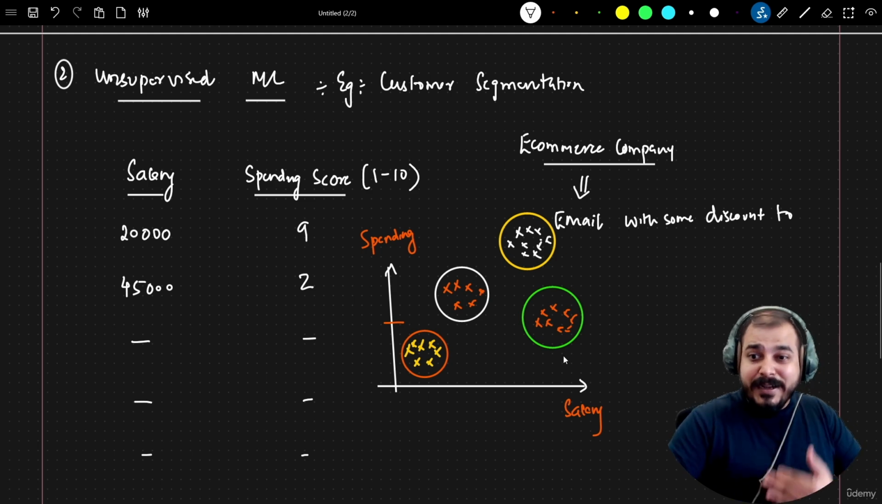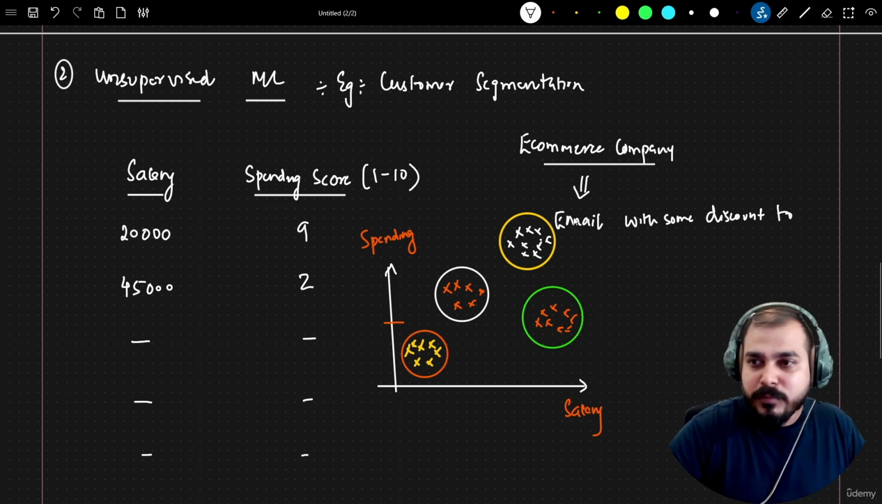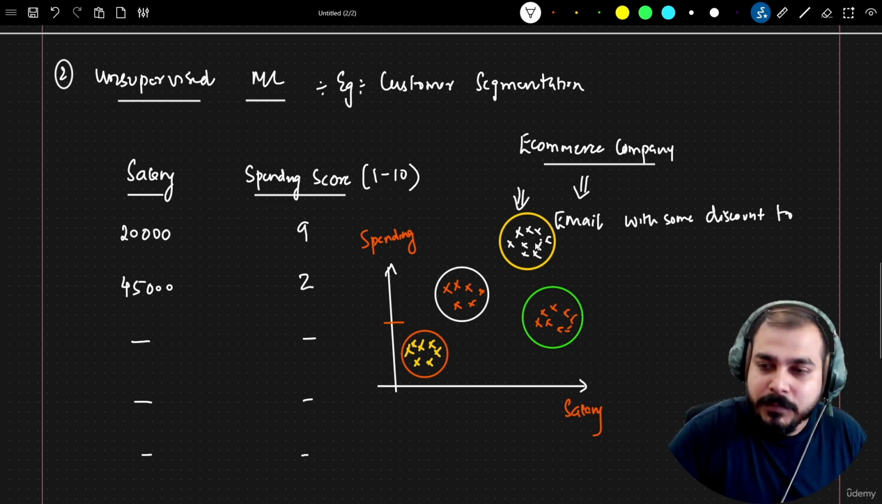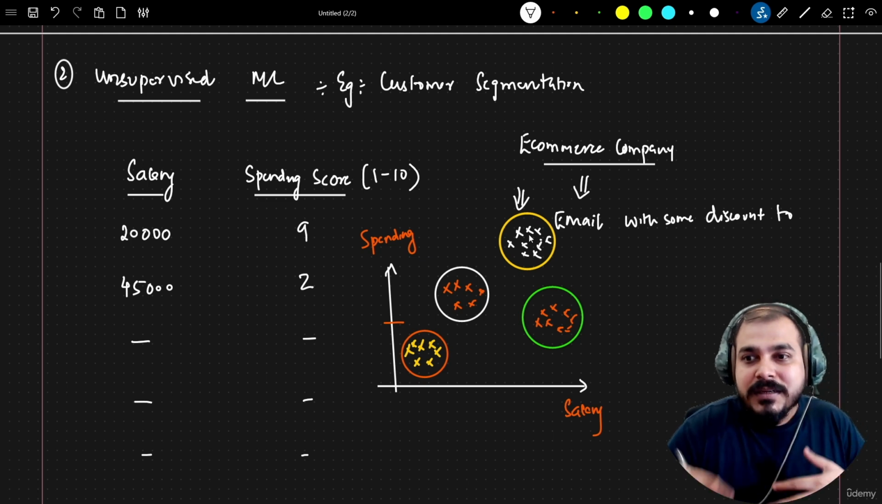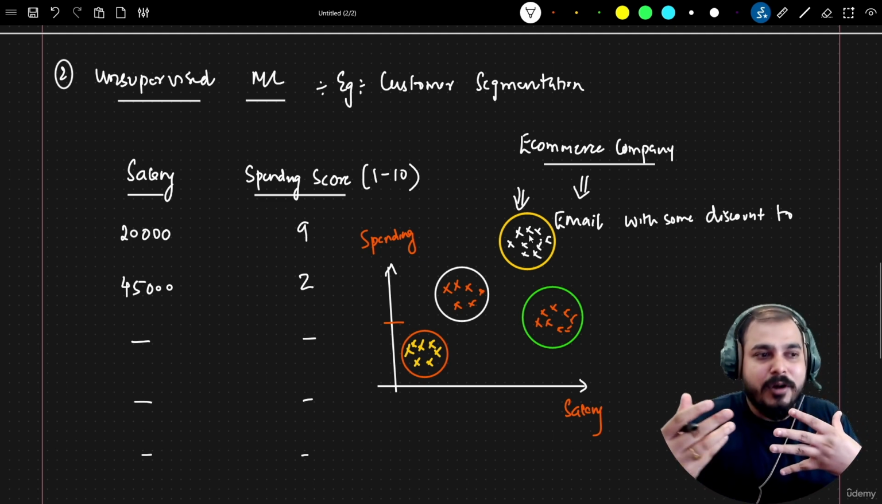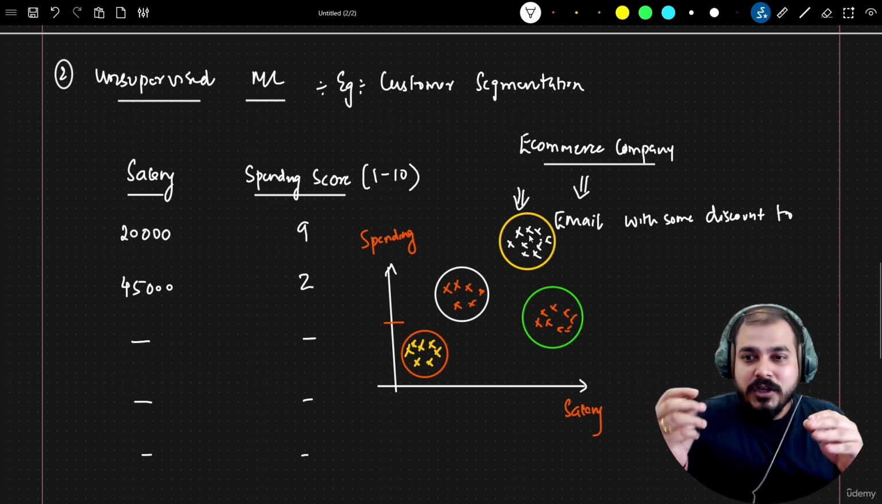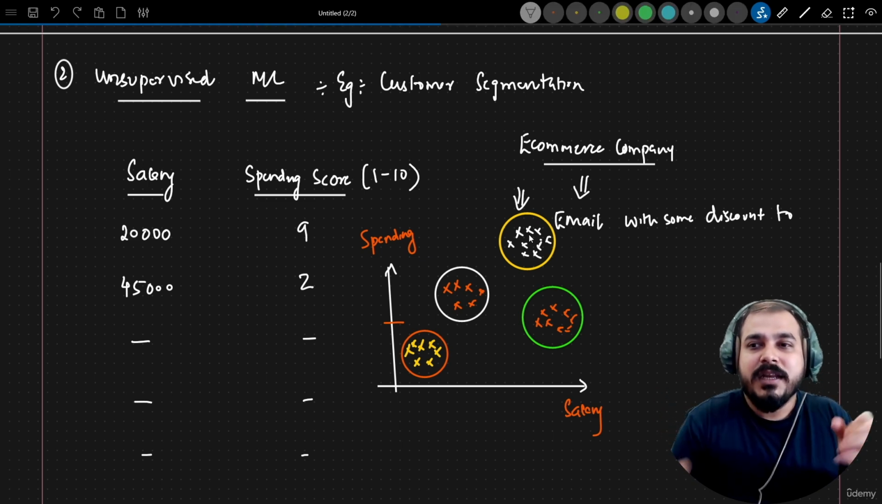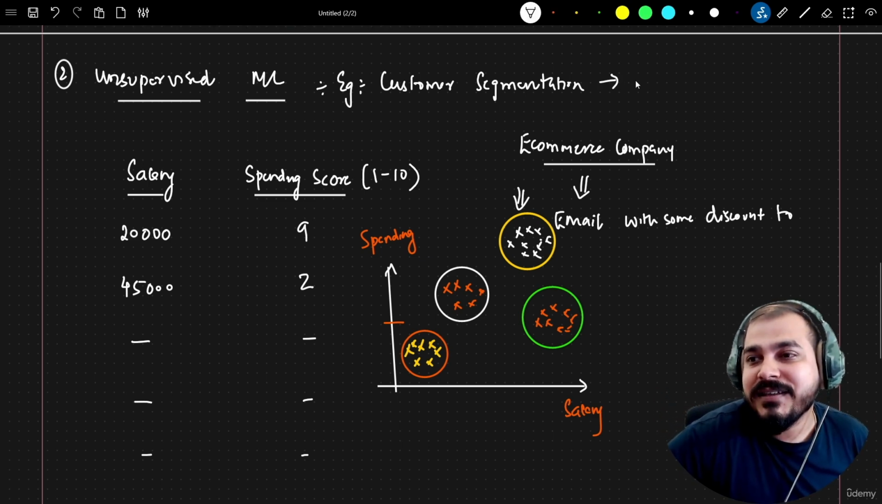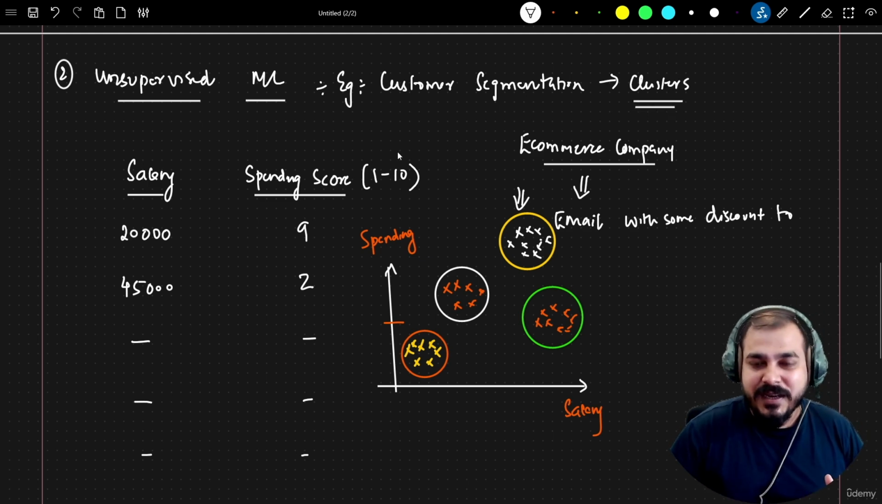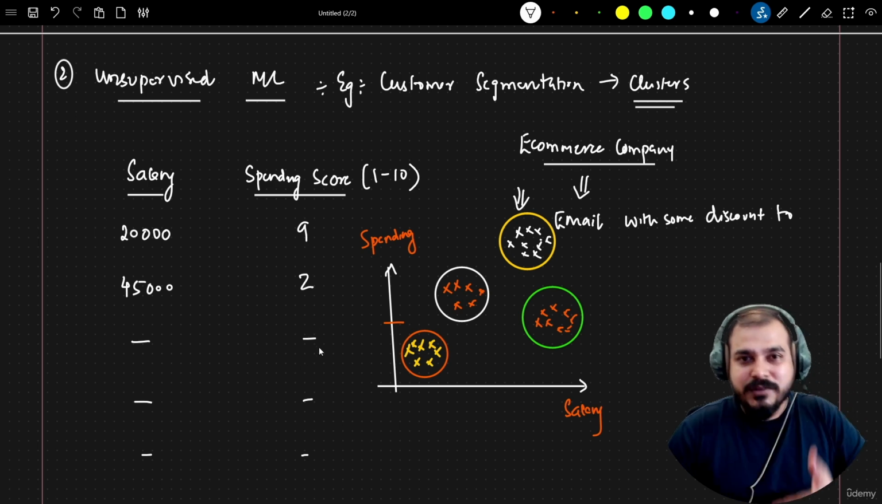So the reason we do this specific thing is that tomorrow, let's say I'm launching a product, I would definitely give these people some discount so that they are able to buy my product, because their spending score is obviously high and the salary is also high. So in short, in unsupervised machine learning, we create something called clusters. Okay, clusters, and there are various kinds of algorithms that we specifically use. I'll talk about the different kinds of algorithms as we go ahead.